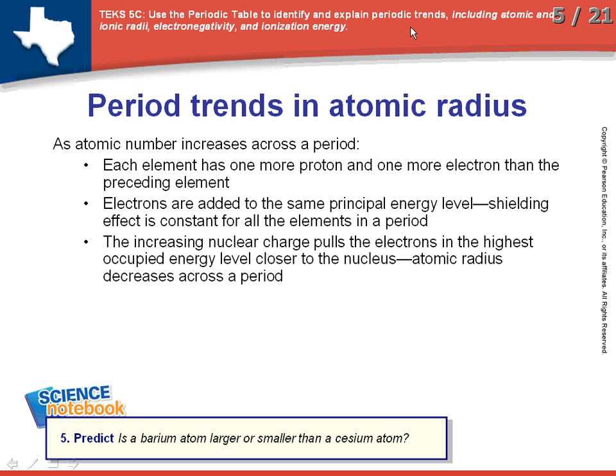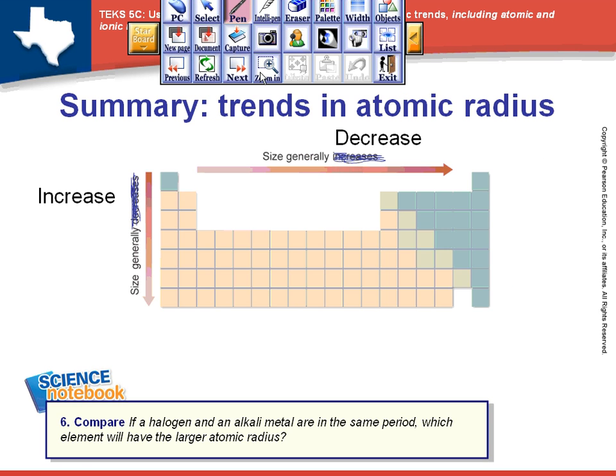As atomic number increases across a period, each element has one more proton and one more electron than the preceding element. Electrons are added to the same principal energy level, so the shielding effect is constant for all elements in a period. The increasing nuclear charge pulls the electrons in the highest occupied energy level closer to the nucleus. So, all in all, that means the atomic radius decreases across a period. As you move left to right, atomic radius decreases.